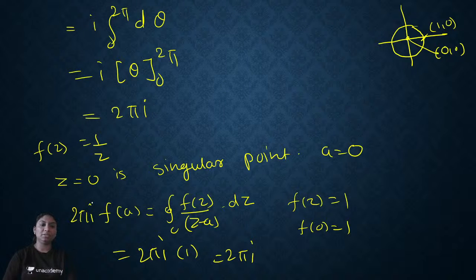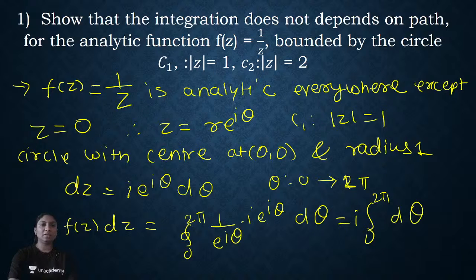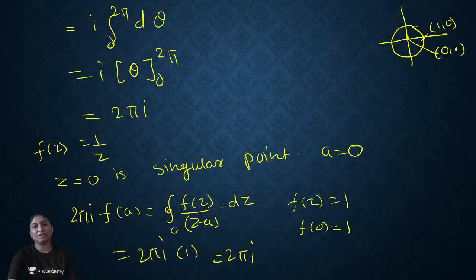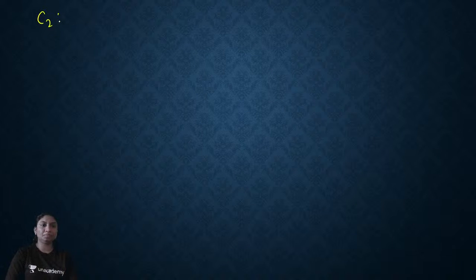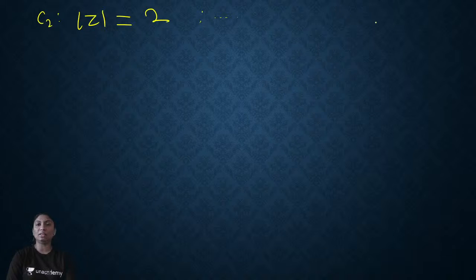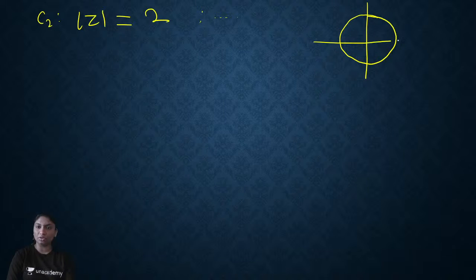Okay, now the second one, what is the second one? Again here C2 is mod z equal to 2. So C2 is a circle with mod z equal to 2. This is a circle with center at 0, 0 and radius 2. So this is your point 2, 0, a circle with center at 0, 0 and radius 2, right?